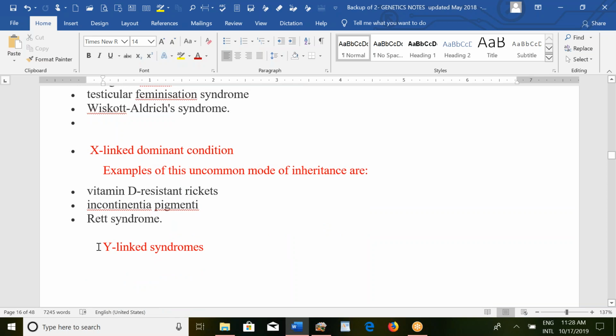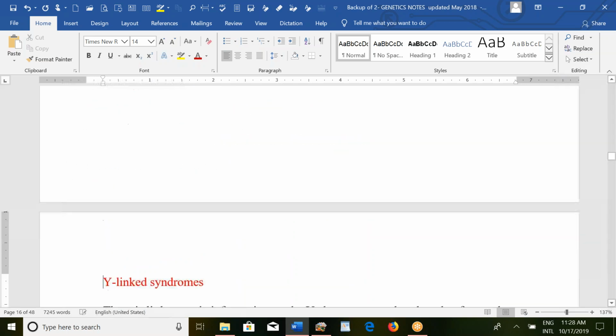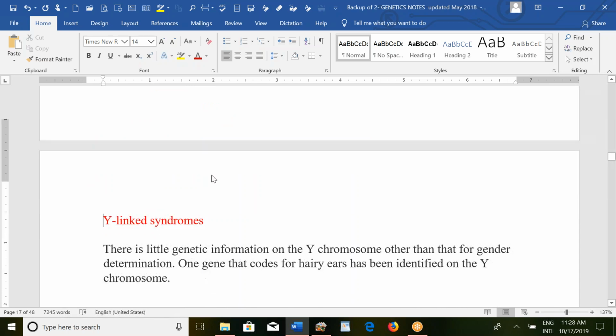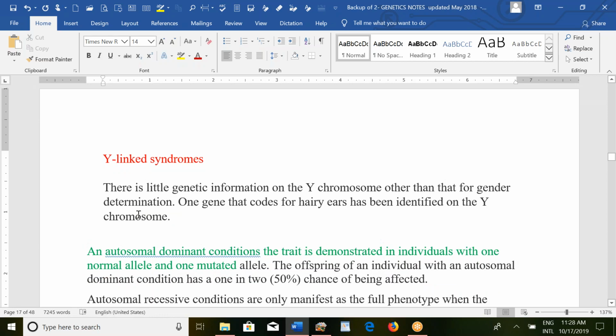Then there are certain Y-linked syndromes also. Before, we didn't know about many X-linked, Y-linked syndromes, but now we know that there are many Y-linked syndromes also. There is little genetic information on the Y chromosome other than that for gender determination. One gene that codes for hairy ears has been identified on the Y chromosome. That is the only condition we know about the Y-linked chromosome.